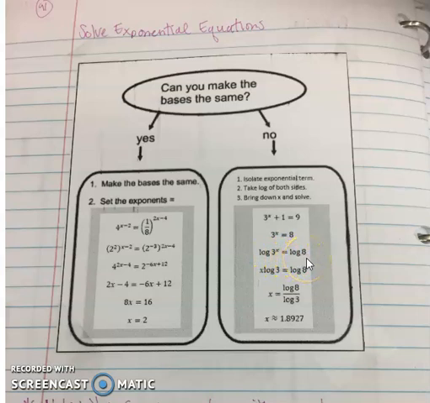log of 8. Remember that power property of logarithms allows you to take this x as an exponent and bring it down as a coefficient now. So I have x times log of 3 equal log of 8. We'll divide both sides by log of 3 to get an answer of log of 8 divided by log of 3. You plug that into your calculator and your decimal would be 1.8927.